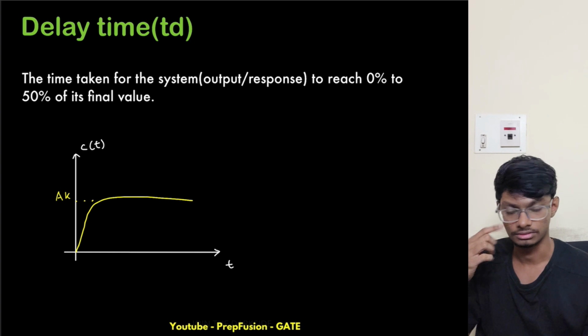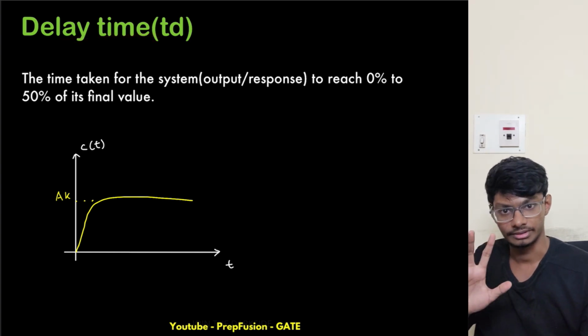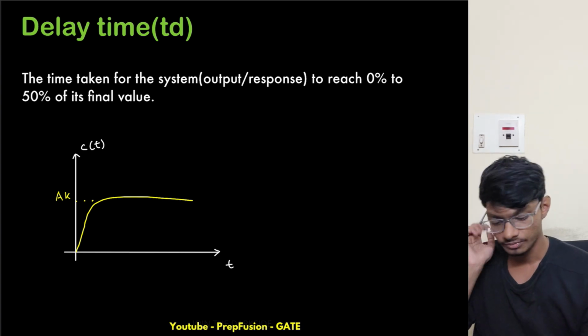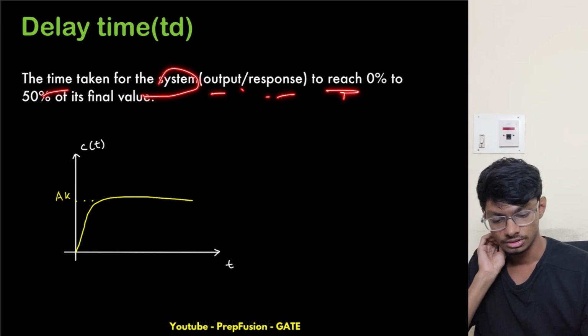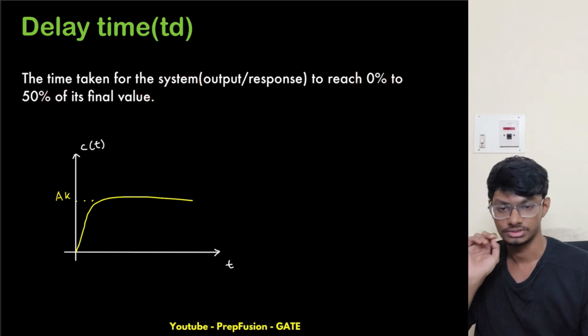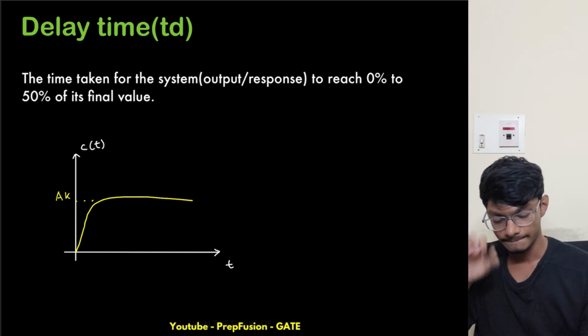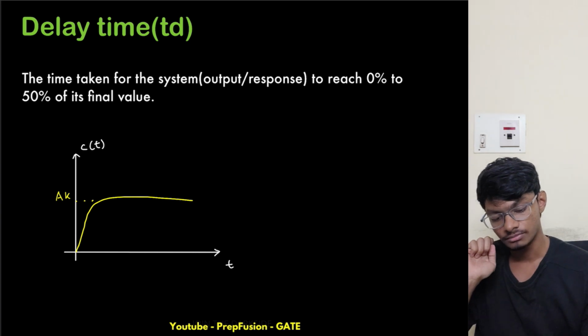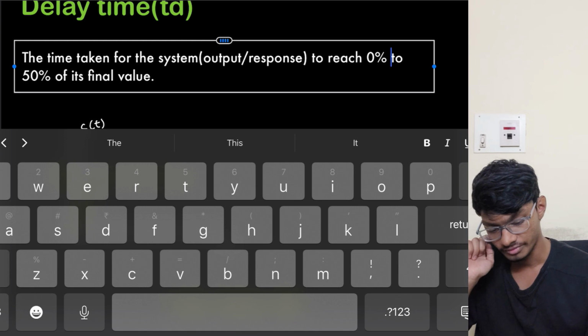Okay, that's why I taught you that effect of zeros. So now this is the delay time, right? So what does a delay time do? Delay time is the time taken for the system or the output response to reach from 0% to 50% of the final value. So this definition is for this case. It is basically for this first order unit step response. It is the time taken for the system to reach from 0% to 50% of final value.